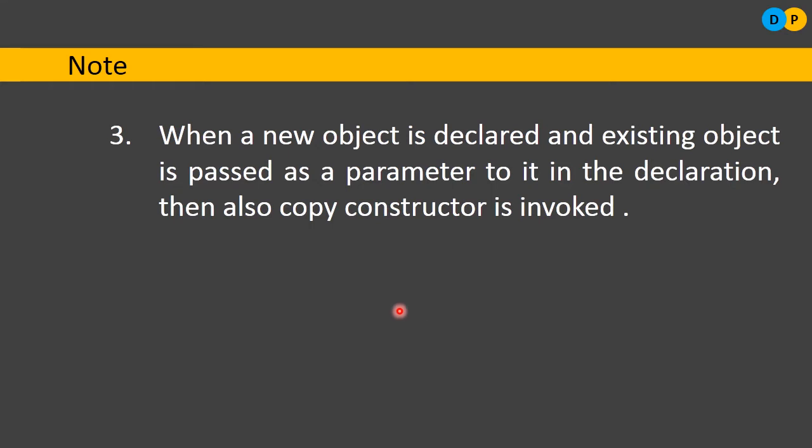Next, note 3. When a new object is declared and an existing object is passed as a parameter. As we know, for a function we can pass parameters by call by value, call by reference, and call by address. So we are talking about this. When a new object is declared and an existing object is passed as a parameter to it in the declaration, then also the copy constructor is invoked. So another way of invoking the copy constructor is passing the object.